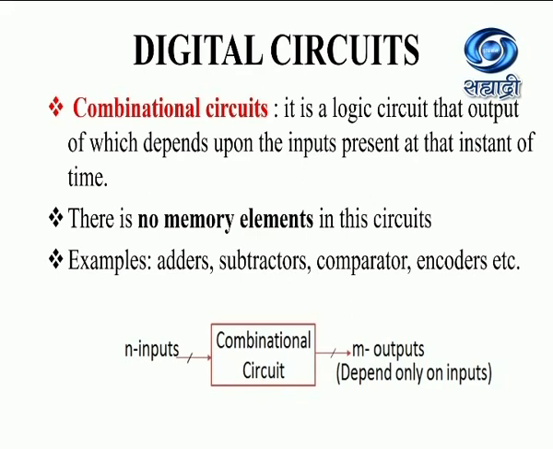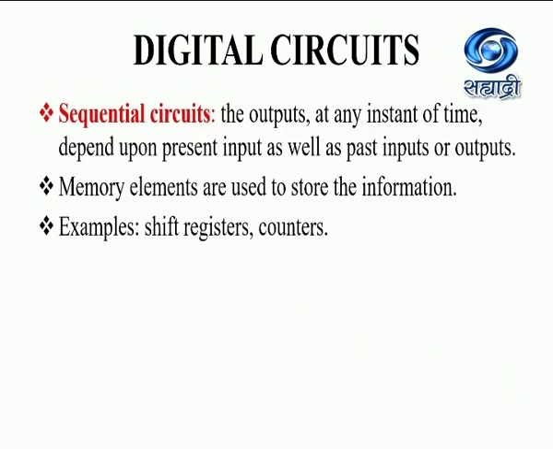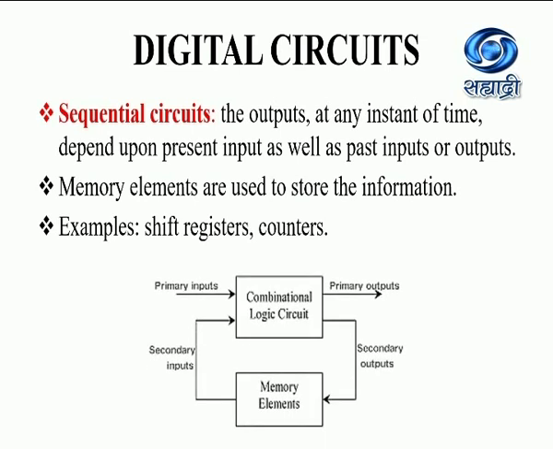If you observe this diagram, it has only n inputs and m outputs. There are no memory elements and there is no feedback from output to input. So basically in combinational circuits, outputs depend on the inputs present at that instant of time. After that, sequential circuits. So what do you mean by sequential circuits? The outputs at any instant of time depend upon the present input as well as the past inputs or outputs. Here memory elements are used to store the information, and examples are shift registers and counters.